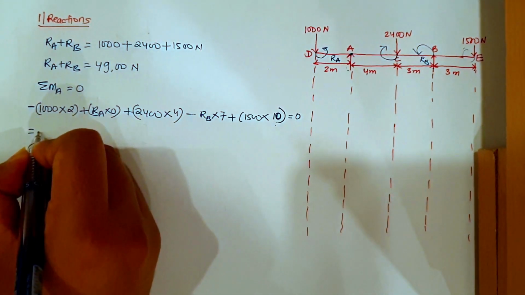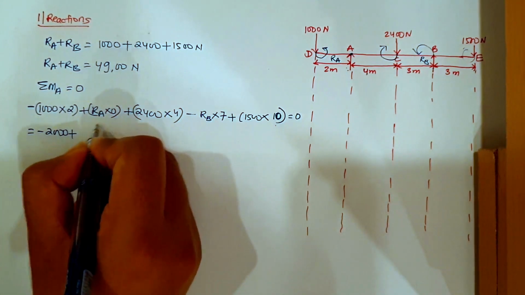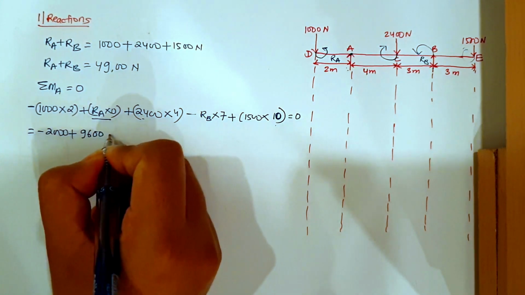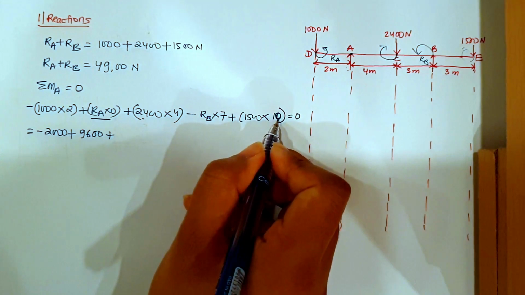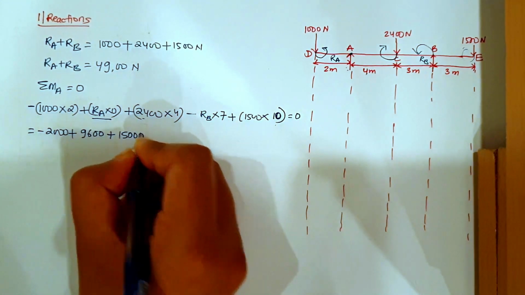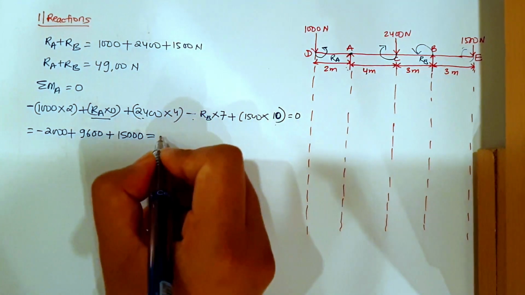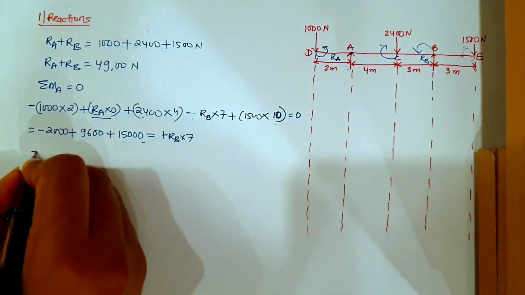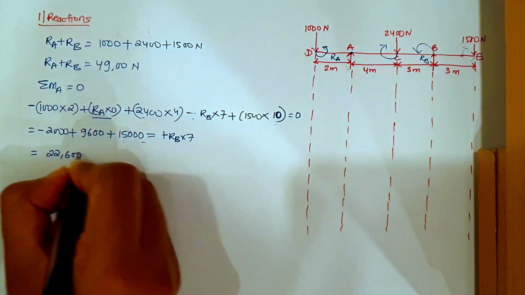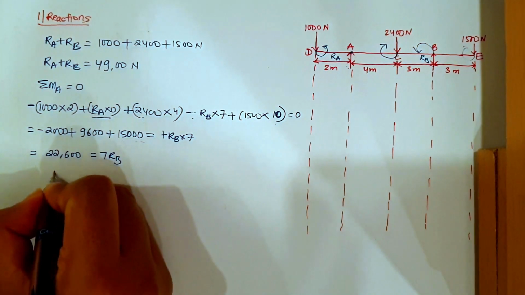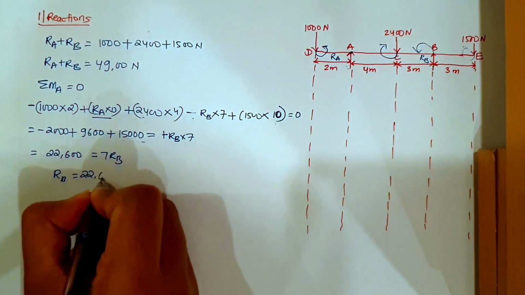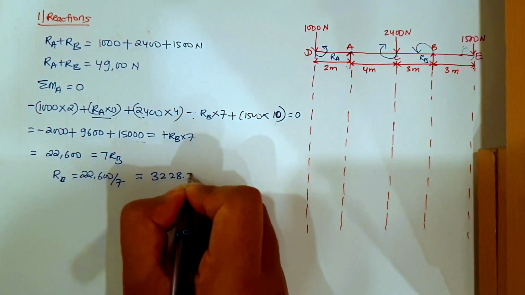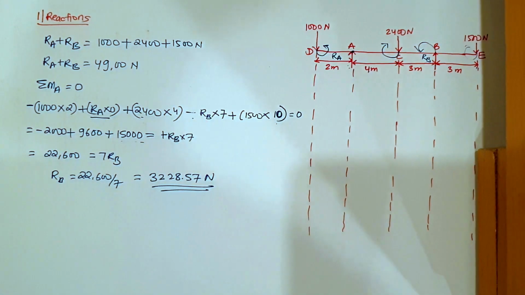So from here we'll be getting minus 2000 plus, it will be 0 this one, so this one will be equal to 9600 plus 1500 into 10 is 15000 equals to, I'm sending this to right hand side, so it will be plus RB into 7. So adding all this together, I'll be getting 22,600 equals to 7 RB. So from here RB will be equal to 22,600 divided by 7 will be coming equal to 3,228.57 Newton. So I have RB.